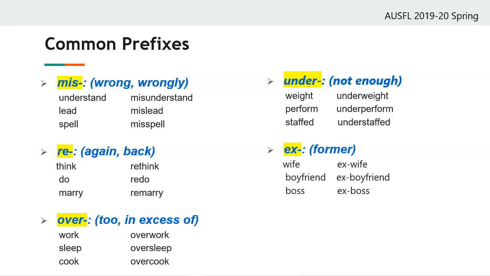Another prefix is over and it means in excess of. Here are the examples: work, overwork, sleep, oversleep, cook, overcook. Under is the opposite of over and adds the meaning not enough. Examples: weight, underweight, perform, underperform, stuffed, understuffed. The last one is ex, which means former, and here are the examples: wife, ex-wife, boyfriend, ex-boyfriend, boss, ex-boss.